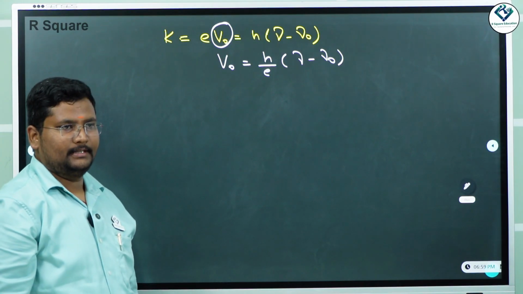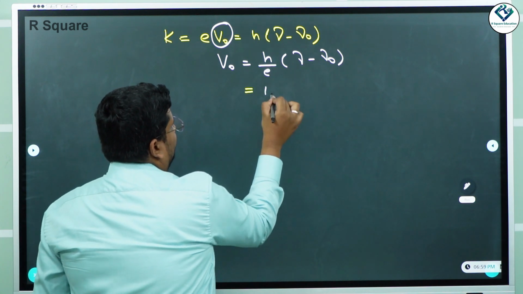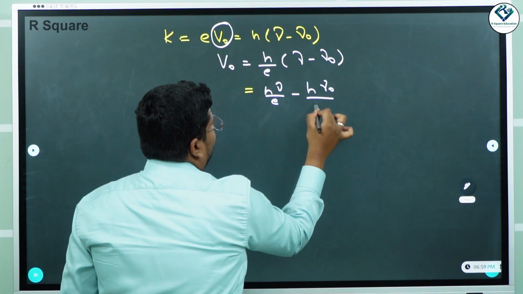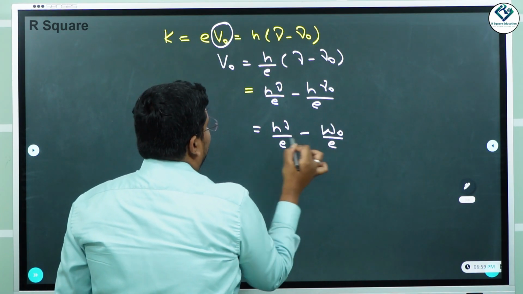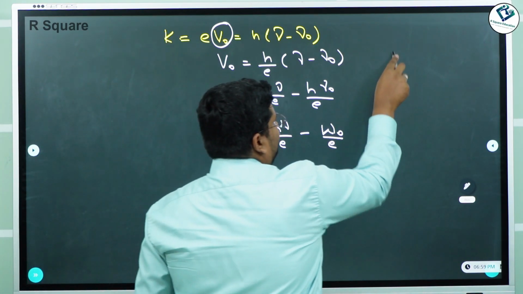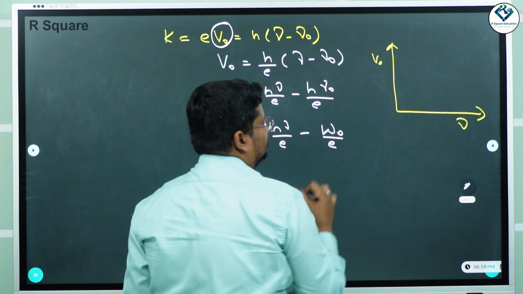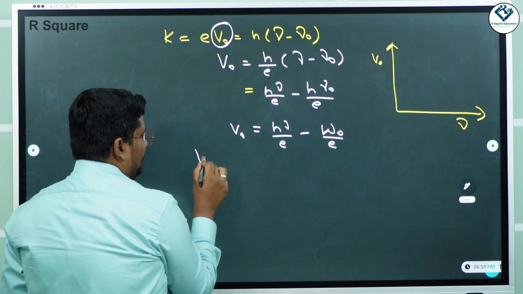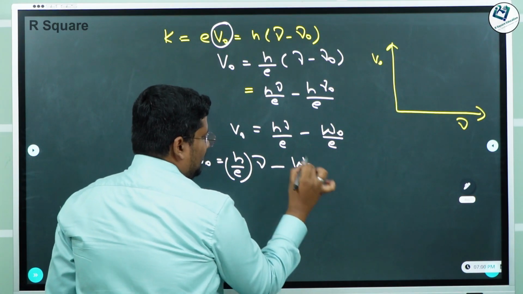Correct? Yes? Right. So from this we can also write this h nu naught when you are bringing it inside, h nu by E minus h nu naught by E. So h nu by E minus work function divided by E is nothing but V naught. Right? So when you are drawing a graph with respect to nu and V naught, what you will get, see this, this is nothing but V naught, which can be like h by E times nu minus work function by E.